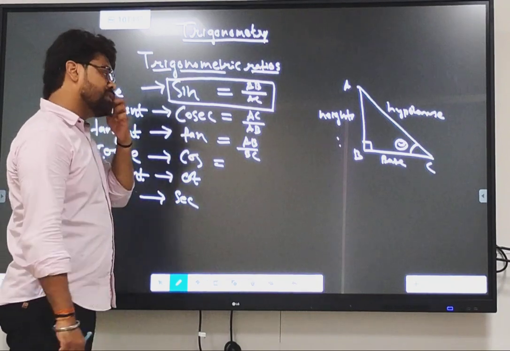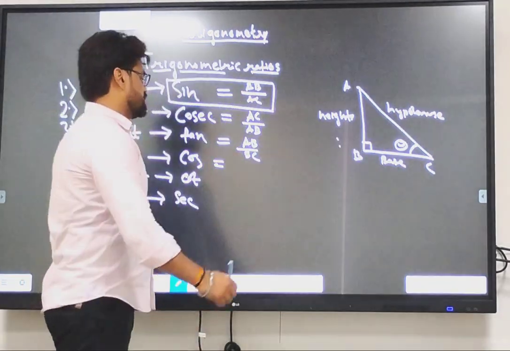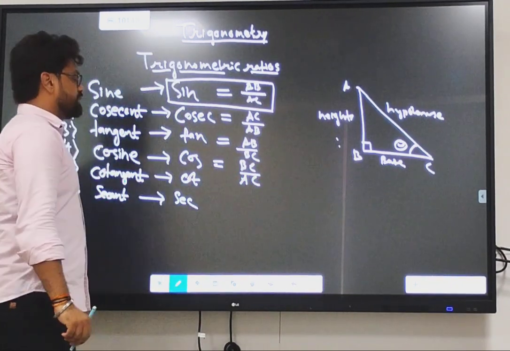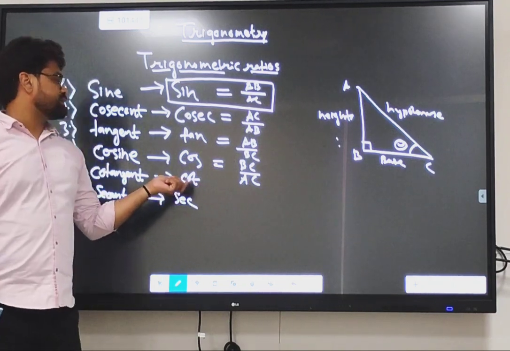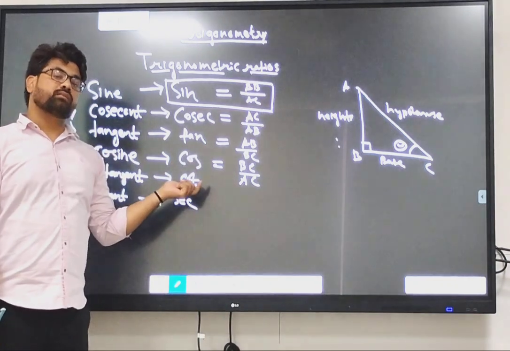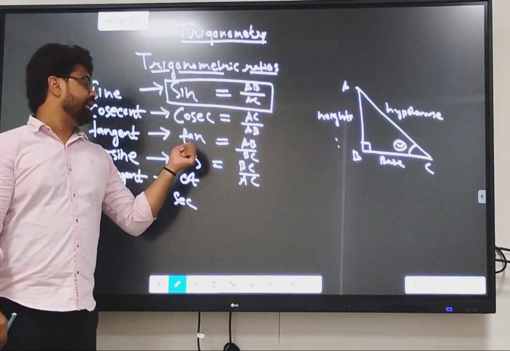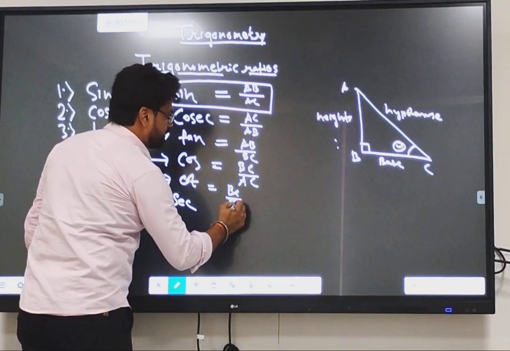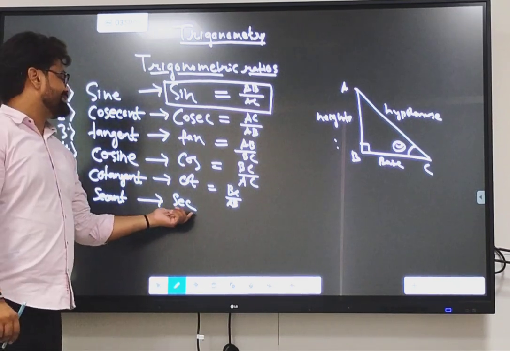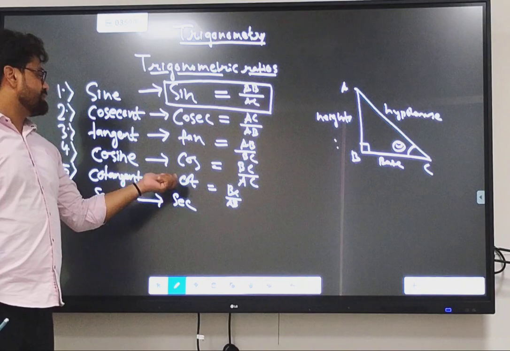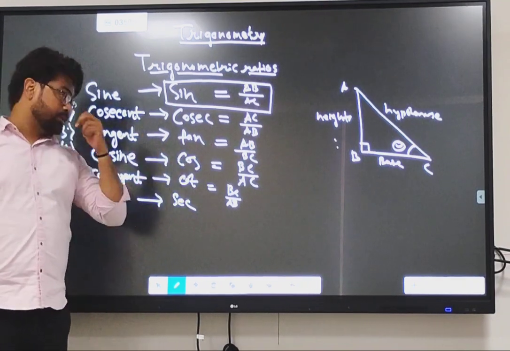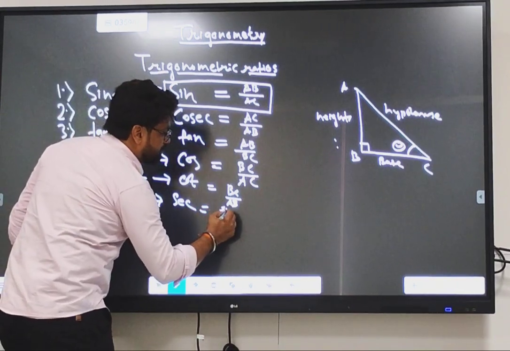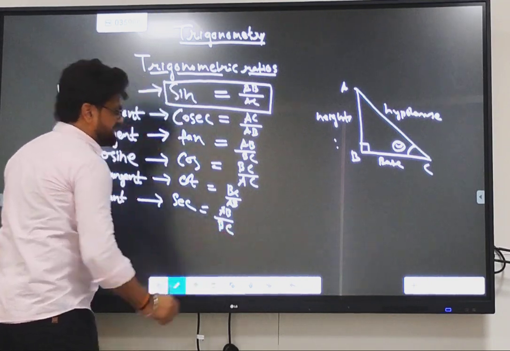Now we have cos. Cos is equal to base upon hypotenuse. So I will write BC upon AC is the cos. And now cot. Cot is simply the reciprocal of tan, so that will become BC upon AB. Now we have sec. Sec is the reciprocal of cos. So I will write it as AB upon BC.